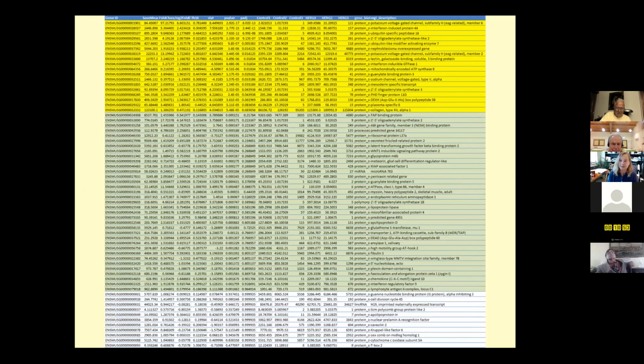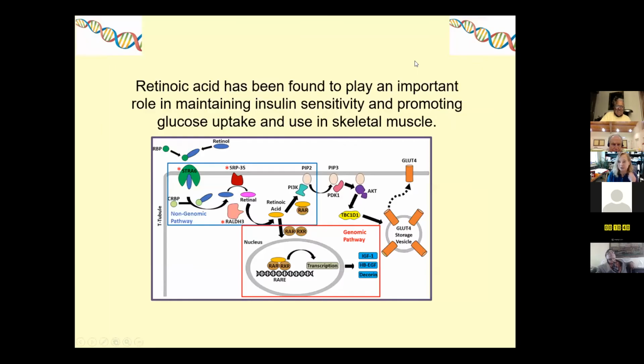This is an example of the data. You've probably seen this before. There's the gene ID, there's the fold change, the p-value, the description over there. It's a lot of data we've been swimming around in.